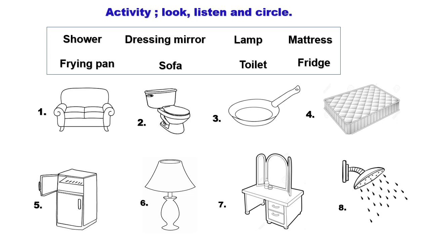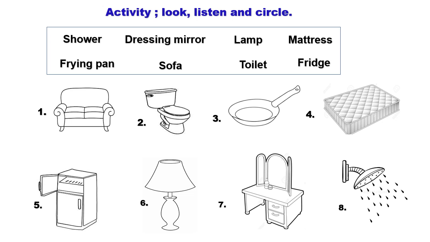Activity. You are going to look, listen, and circle. You'll choose the number showing the correct picture. I'll read the names. You circle the numbers. Are you ready? Yes, we are. Great. Let's begin. Shower. Have you finished? Good. Next, dressing mirror.